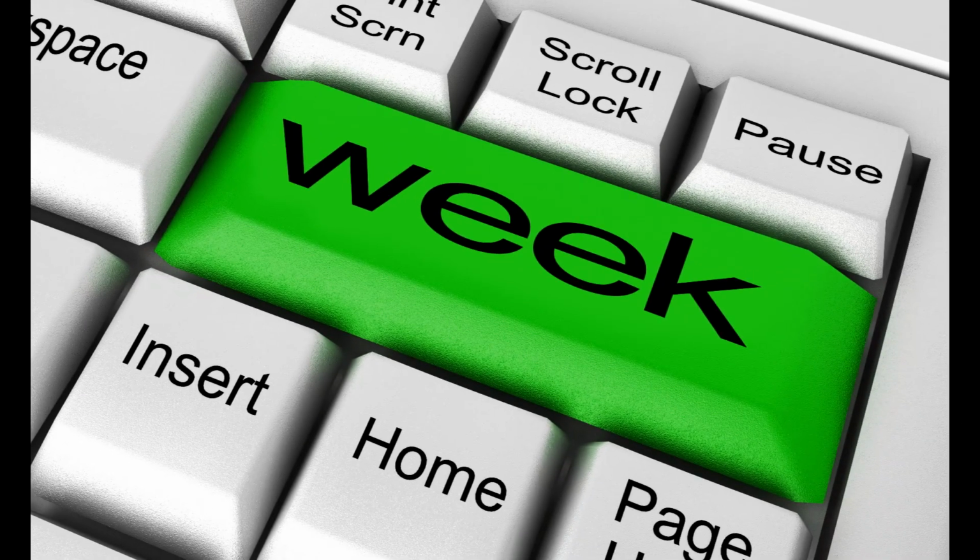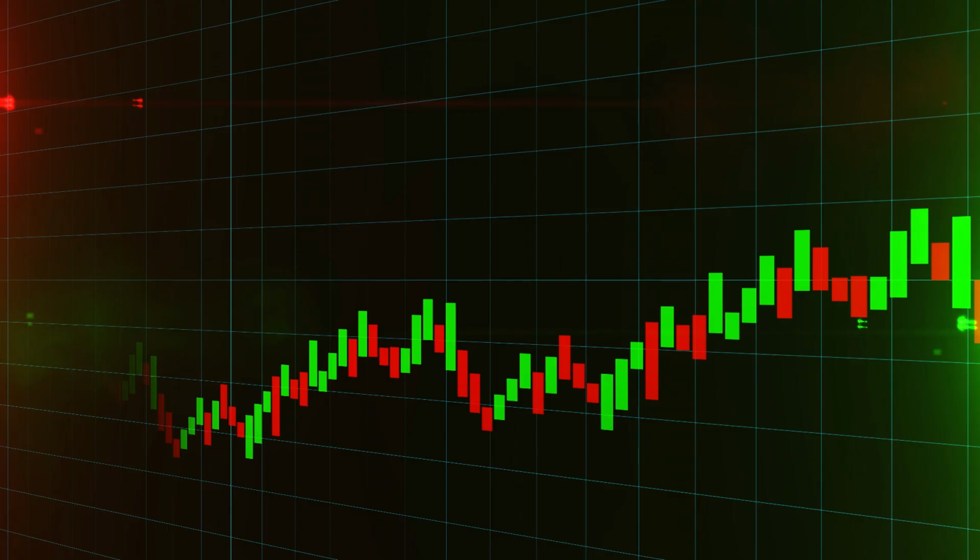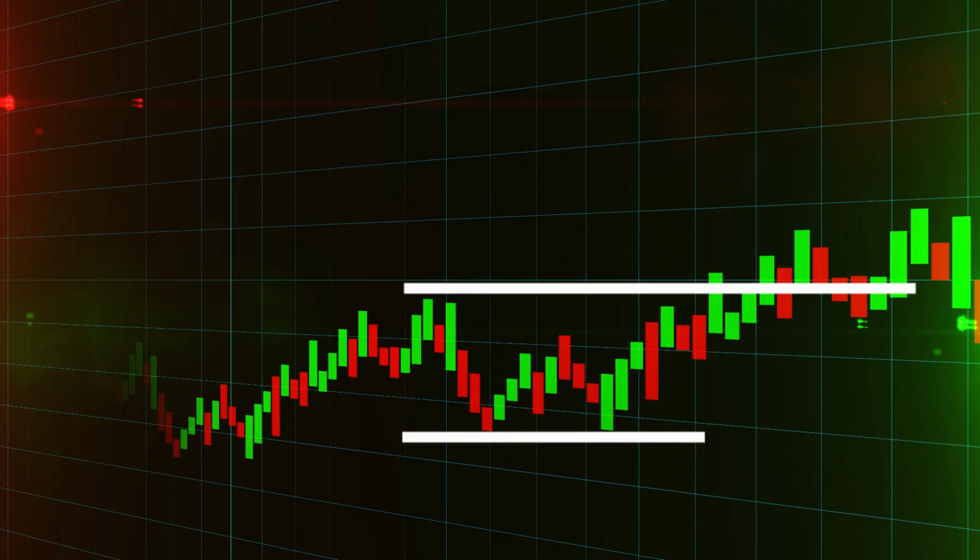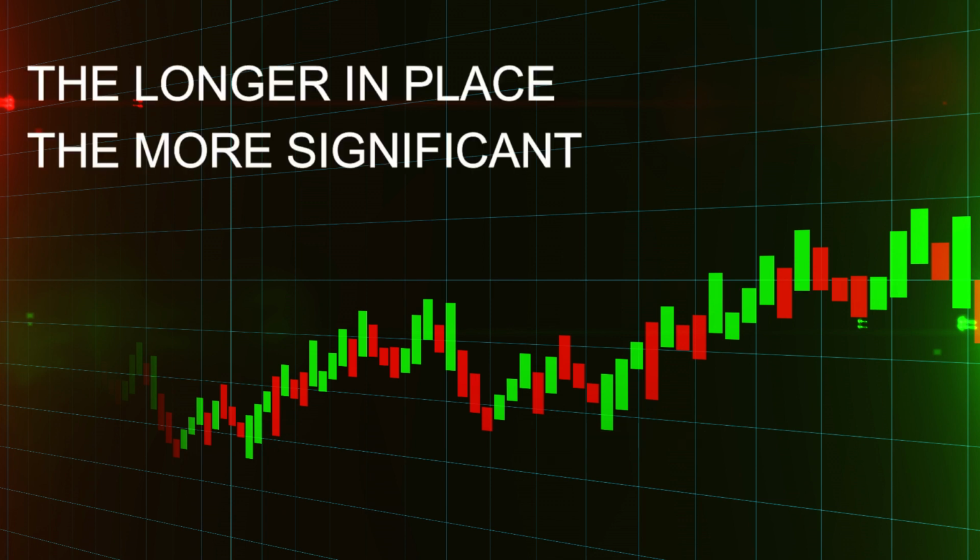Let's talk about the weekly chart. It's also useful. This is going to allow you to see how prices have moved over multiple weeks and identify these levels of support and resistance that are important. A rule of thumb is that the longer these levels are in place, not always tested, but in place, the stronger it could be when price returns.